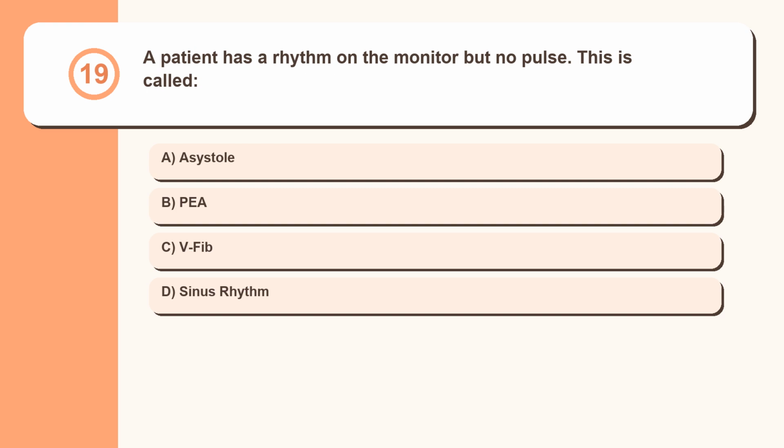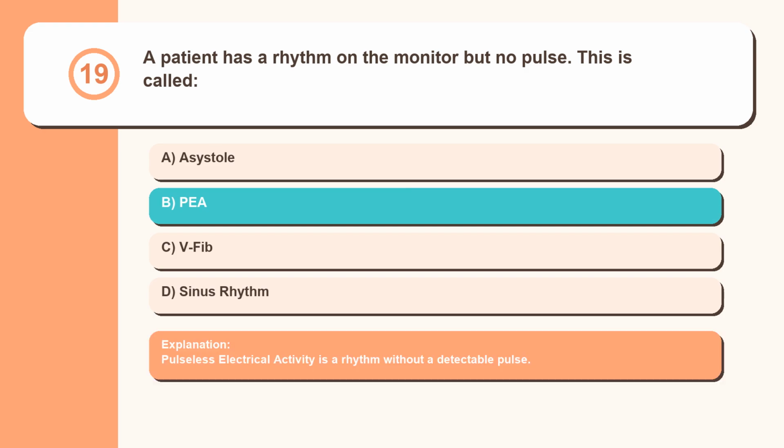Question 19. A patient has a rhythm on the monitor but no pulse. This is called asystole, PEA, V-fib, sinus rhythm. Pulseless electrical activity is a rhythm without a detectable pulse.